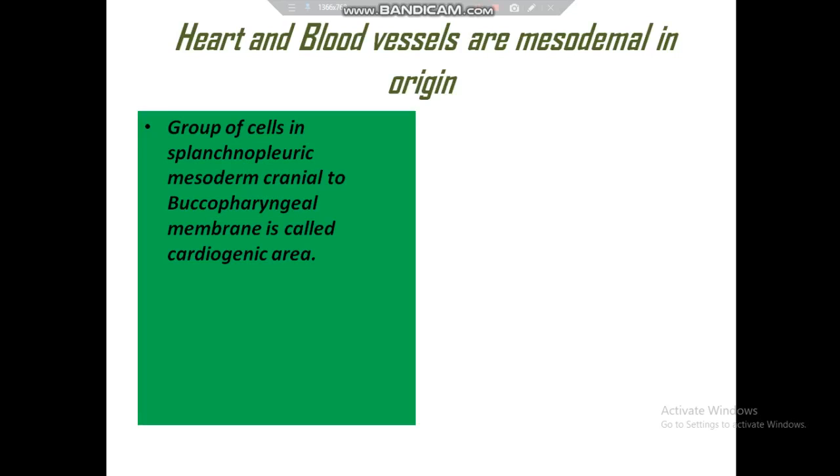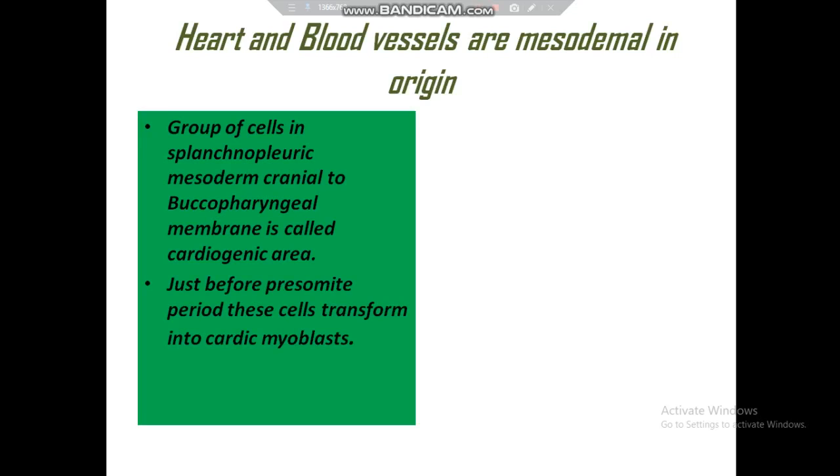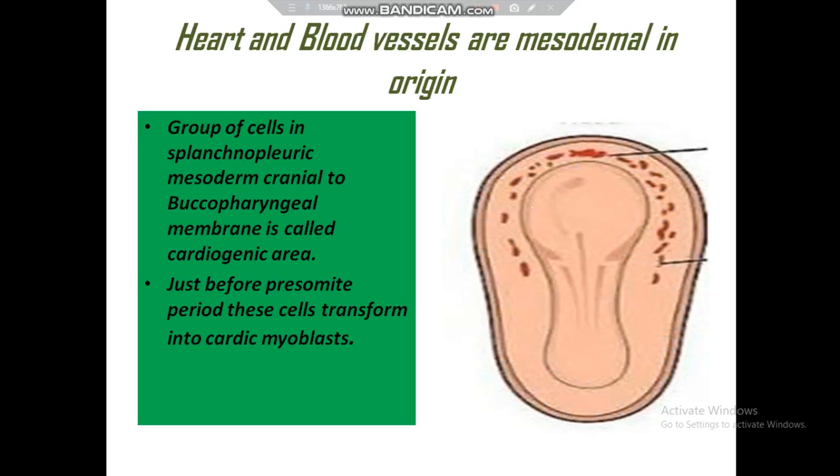We know a group of cells in the splanchnopleuric mesoderm cranial to the buccopharyngeal membrane is called the cardiogenic area. Just before the perimesomoid period, these cells transform into cardiac myoblasts. We have already discussed it. So here in this diagram, this is the cardiogenic area. This is just to revise.